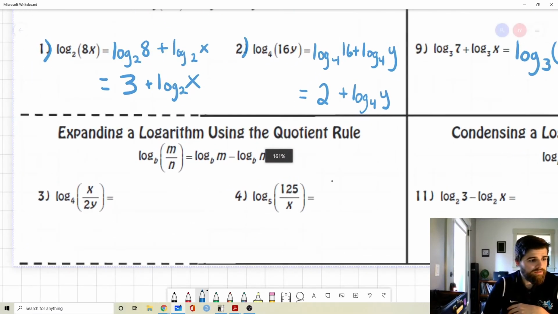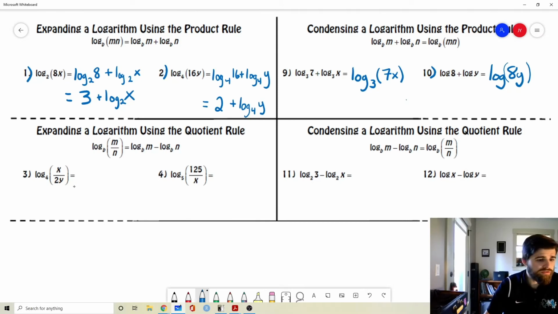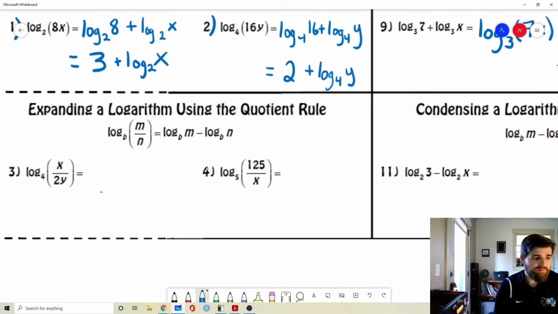Next is the quotient rule. So just like with exponents, when we see division, we can think of that as sort of subtraction, right? Kind of the same as our quotient rule with exponentials. Okay, so if I have two terms being divided inside my argument, inside the log, then I can split it up into a log minus a log, okay? Log of the top minus log of the bottom. So here we have log base 4 of x over 2y. So I'm going to split this into two logs. Log of the top minus log of the bottom.